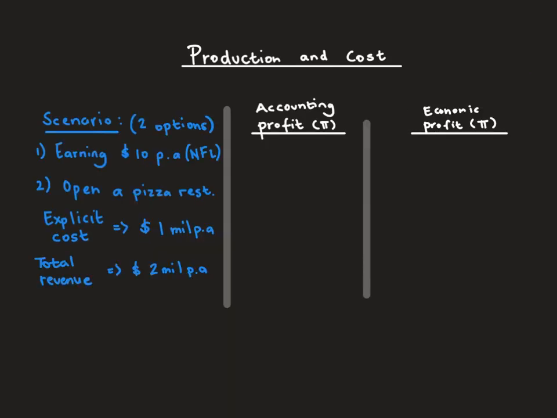Okay, so we get different ways of calculating profit. One is accounting profit, and the other one is economic profit. There are two different ways to calculate it. When we calculate the accounting profit, we would say profit is equal to total revenue minus the total cost. And this total cost just takes into account the explicit cost.